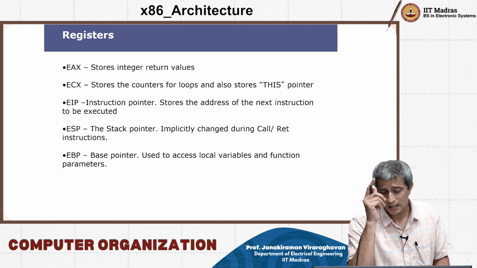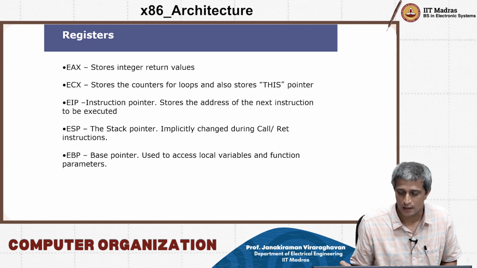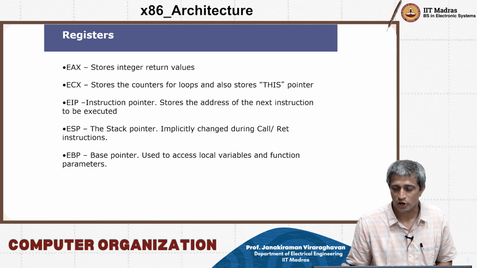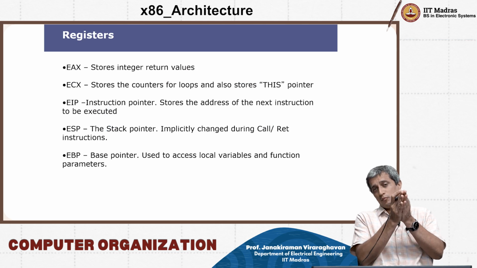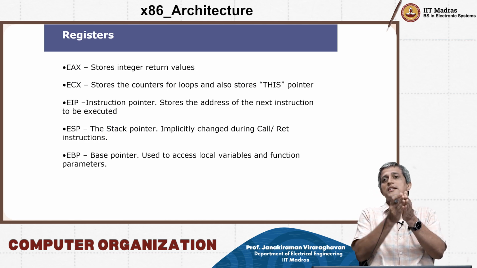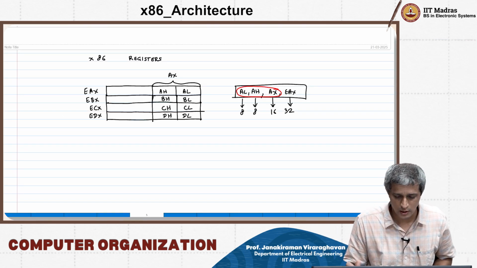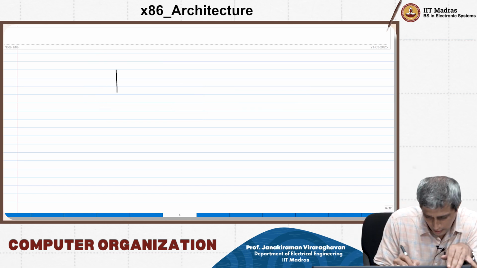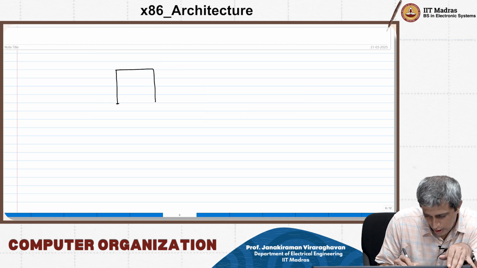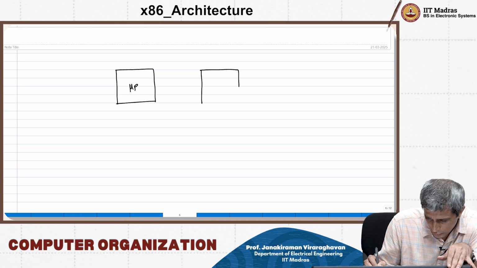On the other hand, there is another specific register called the EIP. EIP is the instruction pointer. The instruction pointer is what is going to point to the address of the next instruction. The way this works is, when you have a microprocessor, like I told you, you have the microprocessor and you have the memory.